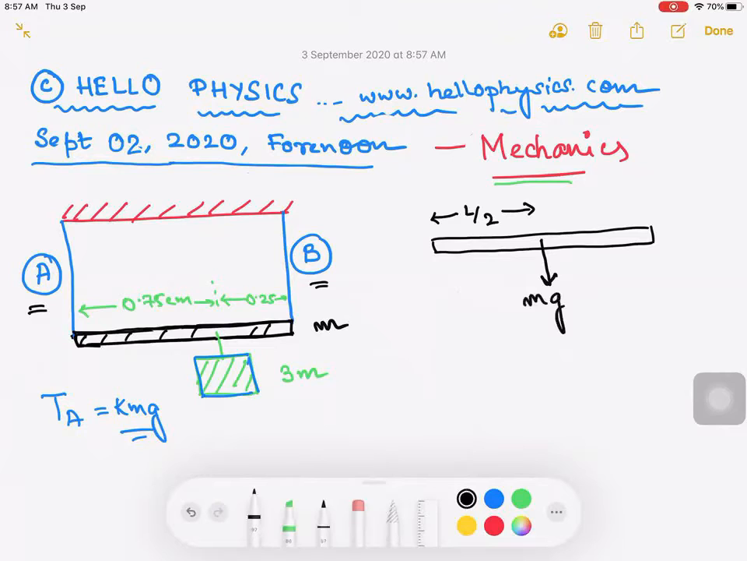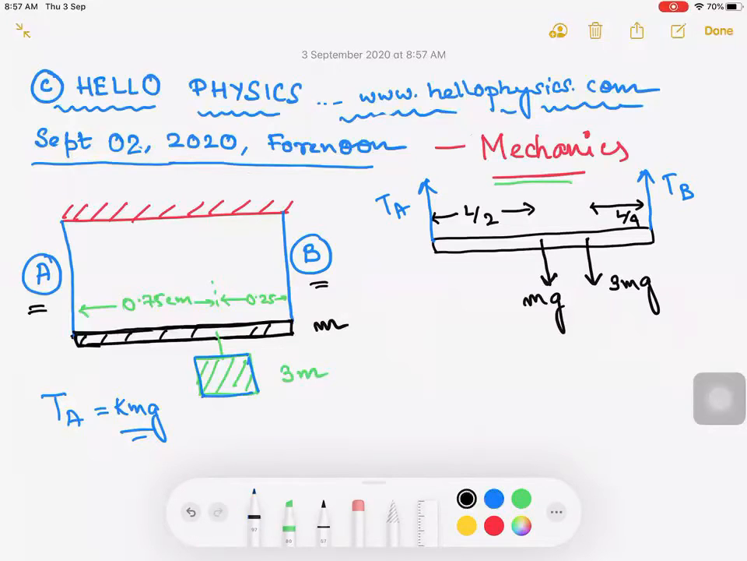What else? The hanging weight would give a force downwards because of its weight, which would be equal to thrice mg, and that would be at a distance of L by 4 from the right or 3L by 4 from the left, whichever way you take it. What else? There would be two tensions, supportive tensions upwards. Let this be TA and let this be TB. You have to basically find out TA, and then from there you find out what is the K over here.